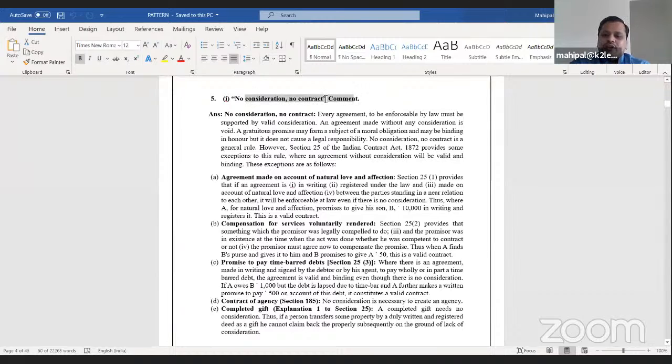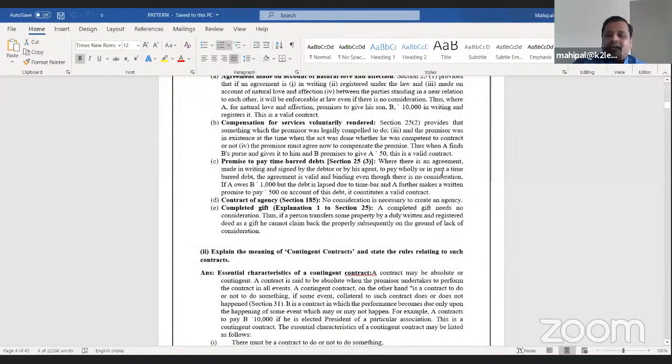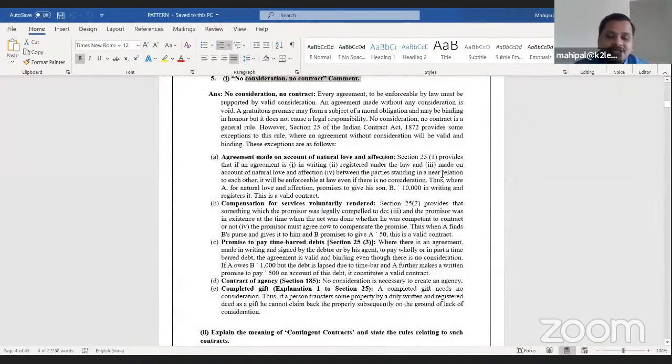No consideration, no contract. Comment. How simple the question seems, but it is a 6 mark question, my dear. No consideration, no contract. Section 25. An agreement made without consideration is void. These are the following exceptions.